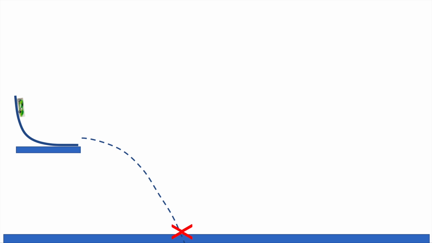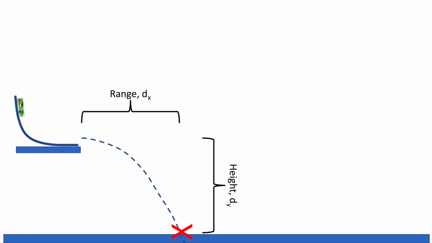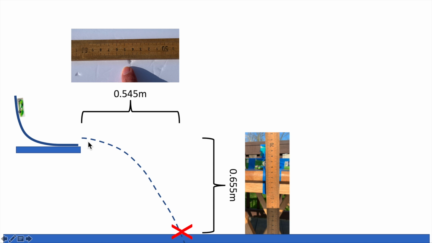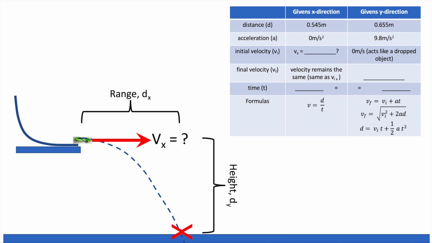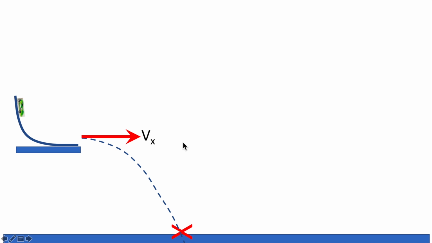Okay, so we have a cart going down a ramp, and in the process, we measured where it landed, so what was the range of it, and also measured how high was the ramp. And just from those two bits of information, we can find out how fast the cart was going here. So these were the measurements. The range was 0.545 meters, and the table was 0.655 meters above the ground. Then, using that information, you're able to figure out the horizontal velocity.